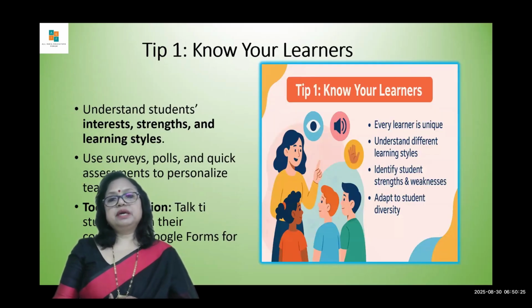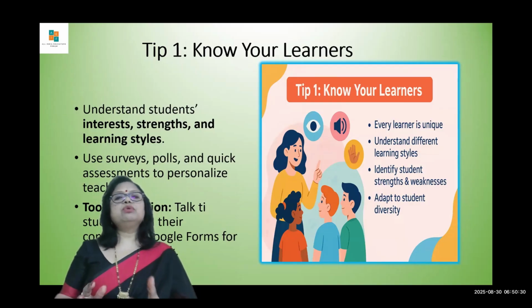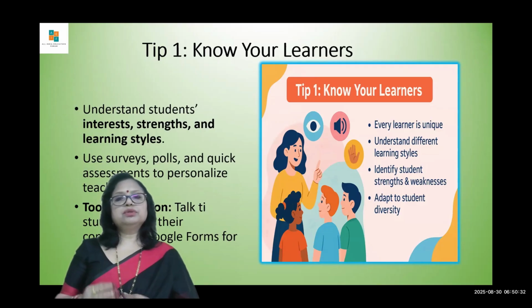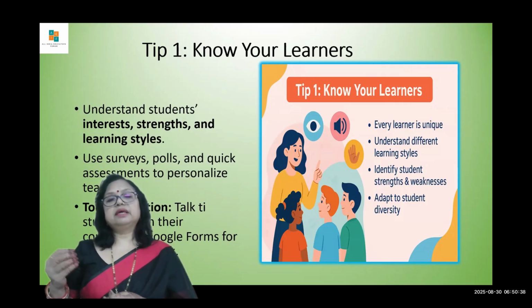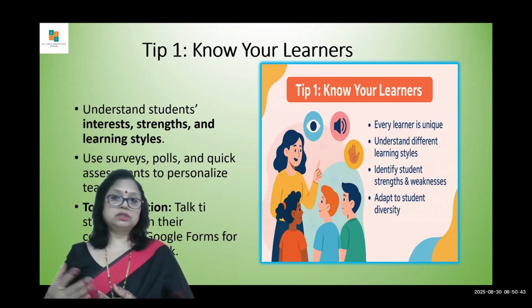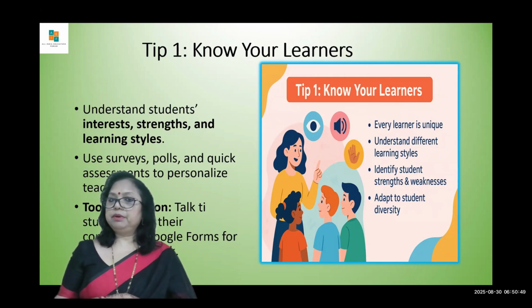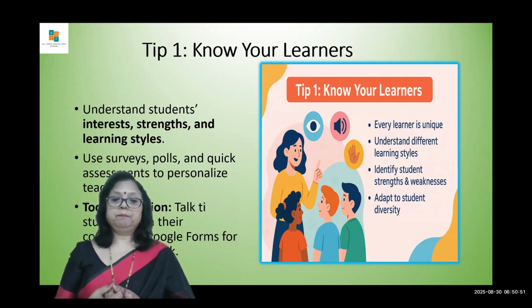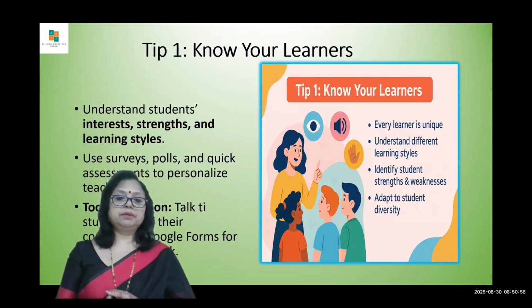So the very first thing, tip number one, is know your learners. You should know every single child in the classroom, their strengths, their weaknesses, and their learning styles. For this, we can talk to them individually, we can ask them to write on paper, or we can ask them to fill in Google Forms.